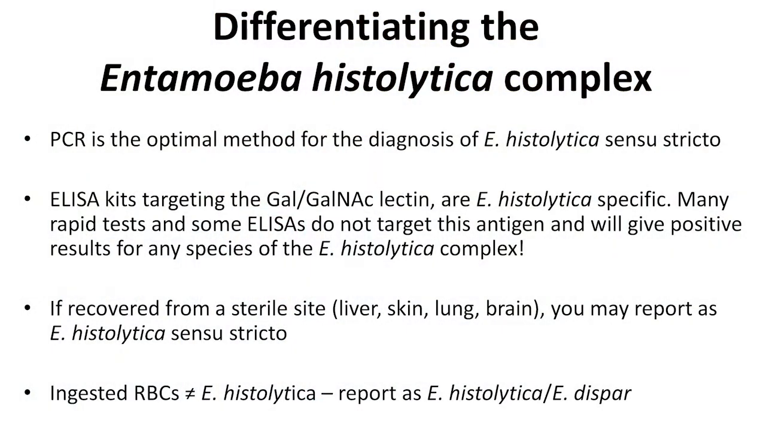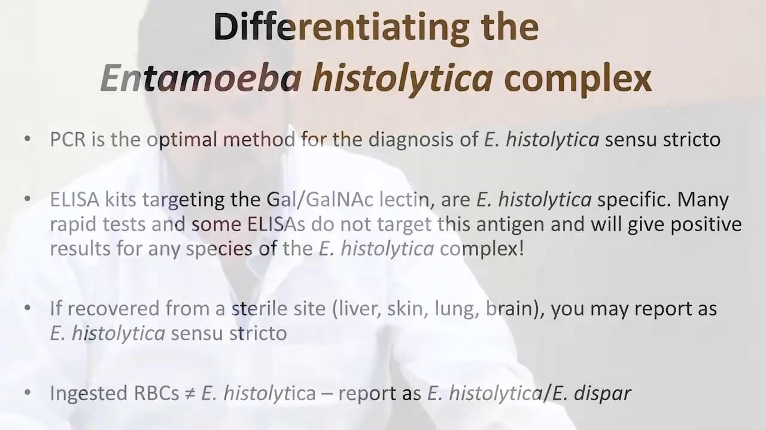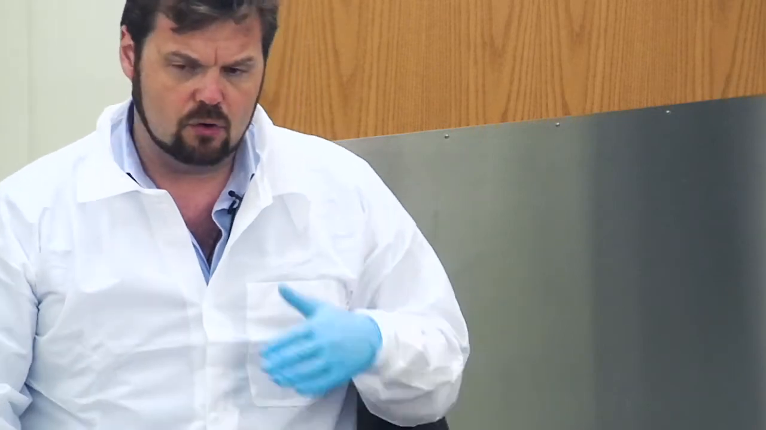Unlike what I was taught at university, if you see ingested red cells, you cannot report that as Entamoeba histolytica sensu stricto, because we now know that Dispar and Moshkovsky will eat red cells, and so you must still report those as Entamoeba histolytica complex unless you have performed a PCR or an antigen ELISA that is specific for Entamoeba histolytica. So that's all that I had in these slides to talk to you about background.